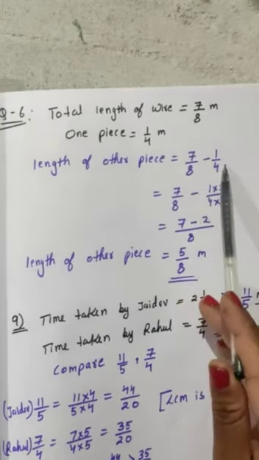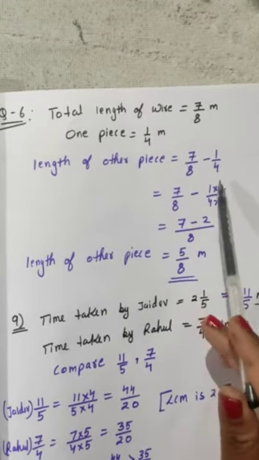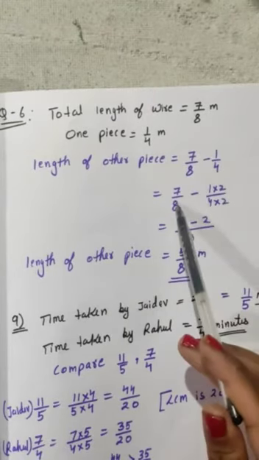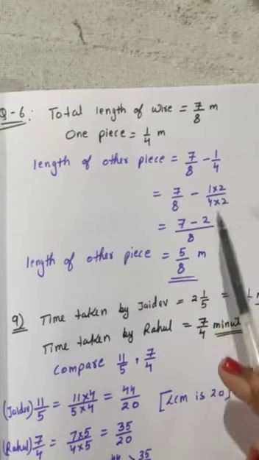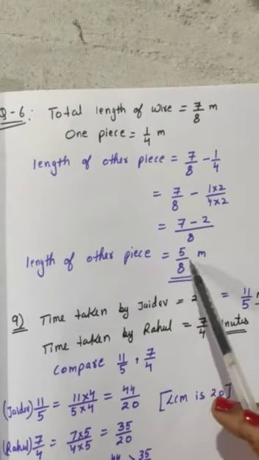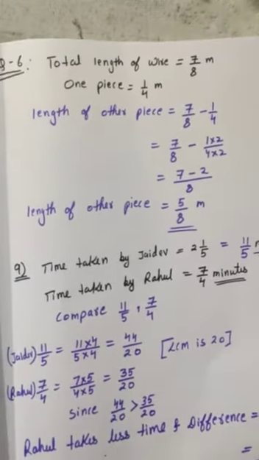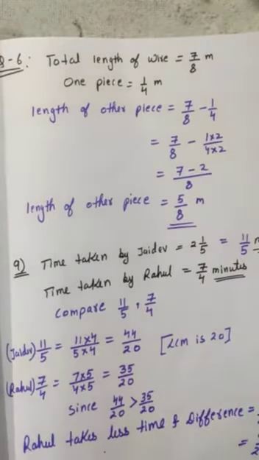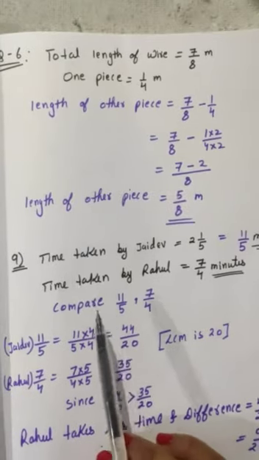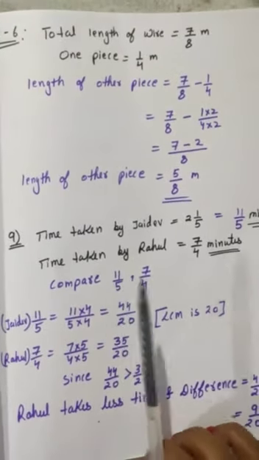So simply 8 and 4 का LCM आपका आ जाएगा 8. So this first fraction will remain as it is. Second fraction you will convert and the answer will be 5 by 8 meter. That means length of other piece is 5 by 8 meter. So 7th question and 8th question. 7th question is similar to 6. You have to go through it and solve it. 8th and 9th are same, which are comparison questions. So out of those two I am doing the 9th question. 8th you will do by your own.